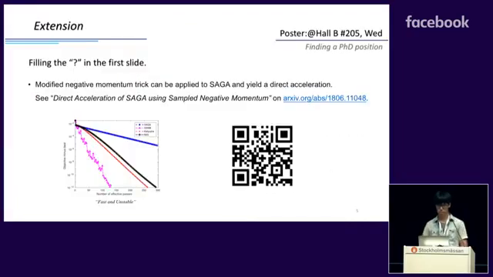Finally, about the question mark in the first slide, it can be shown that even when we don't have a constant snapshot point, we can migrate the negative momentum idea to SAGA as well to yield a direct acceleration. And yes, discussions are welcome at the poster session. Thanks.